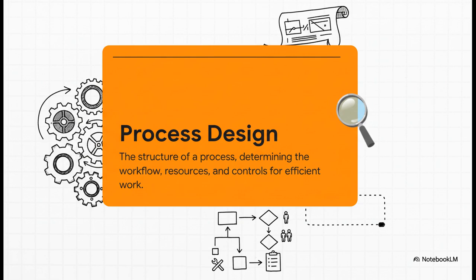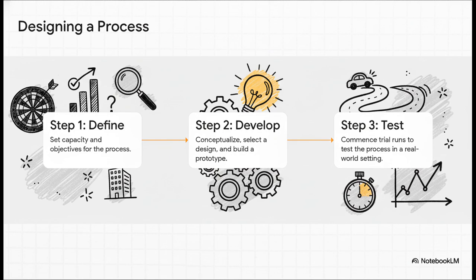It maps out the exact sequence of steps, what tools and people you need at each of those steps, and all the rules to make sure everything runs like a well-oiled machine. If you get this part right, you're setting yourself up for success. But if you get it wrong, well, you're basically building inefficiency right into the system from day one. And this isn't just some random sketch on a napkin either. It's a really methodical three-step journey.